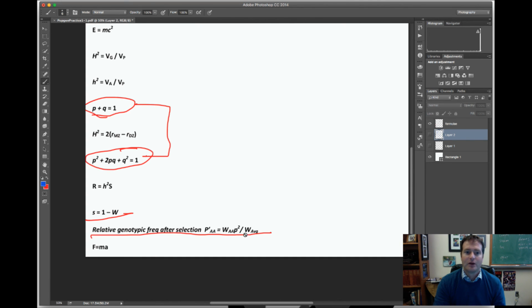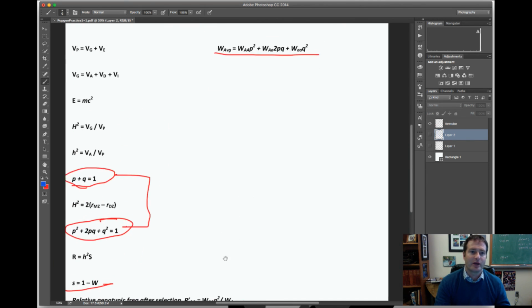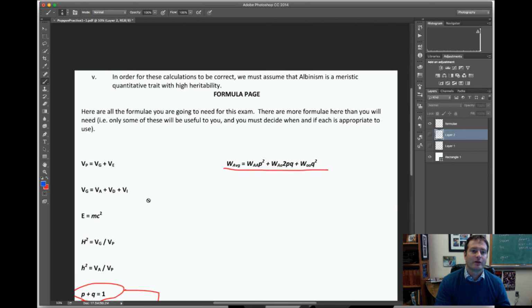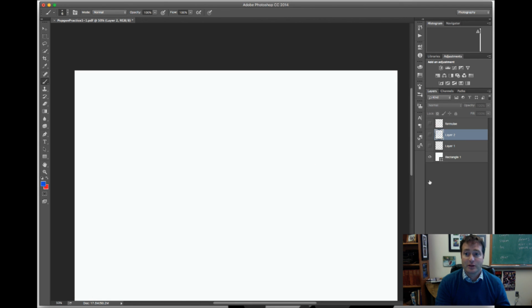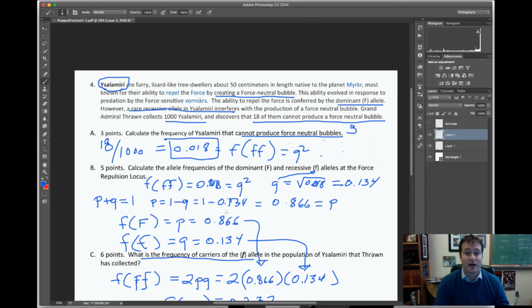itself on the formula page. Sorry about that. In order for these calculations to be correct, we must assume the albinism is a meristic quantitative trait with high heritability. I tried to throw as many jargony terms at you as possible here. None of this is necessary or even relevant to the problem. You should leave that uncircled. Okay, so that is how to work a basic application of Hardy-Weinberg rules to calculate frequencies of genotypes and alleles.